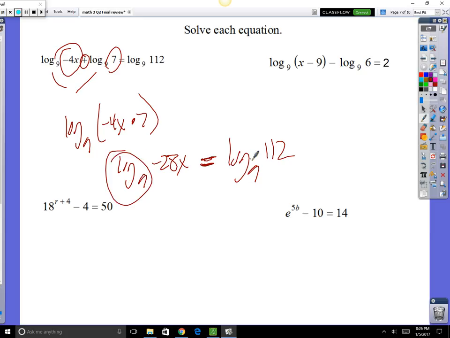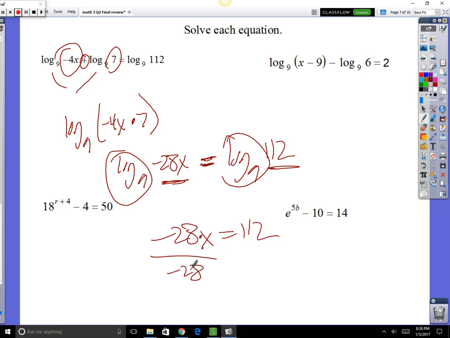And this portion equals this portion. So I'm going to kind of ignore them. And I'm going to make sure that this portion of minus 28x is equal to this portion, 112. So now, just undo the multiplication. Divide by a negative 28, divide by a negative 28, and you got x equals 112 divided by a negative 28, so x equals negative 4.